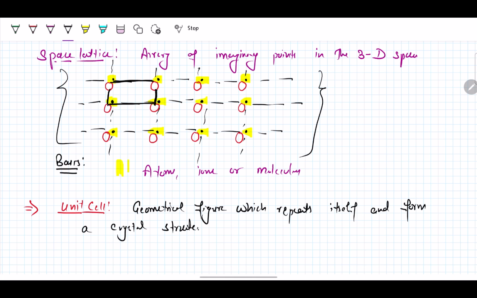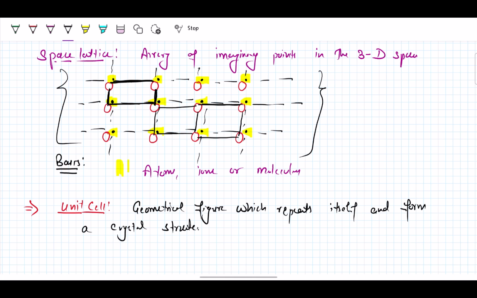Why are we calling this a geometrical figure? Because this unit cell must have some dimensions. So this is the smallest geometrical figure right now for this particular unit cell. I'm combining these four atoms as well, so there is a formation of another unit cell. It means in the case of crystalline material, we have n number of unit cells.